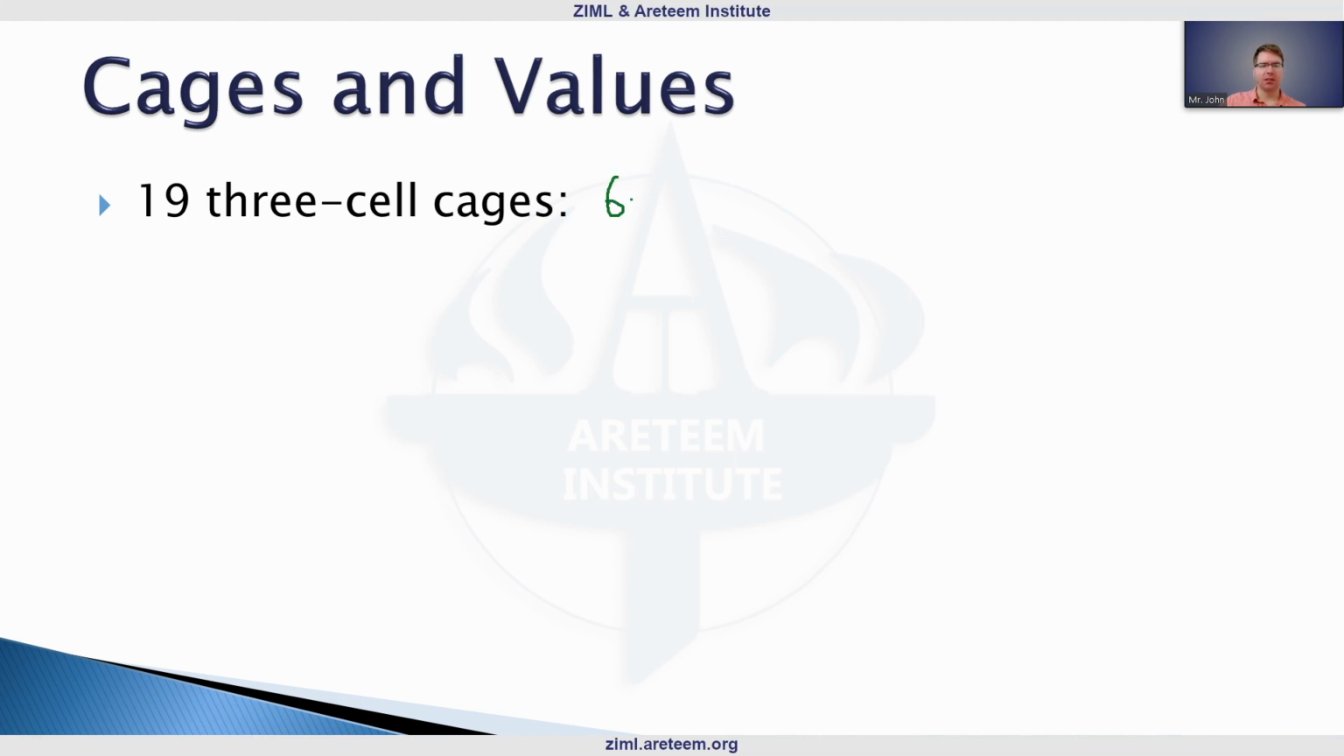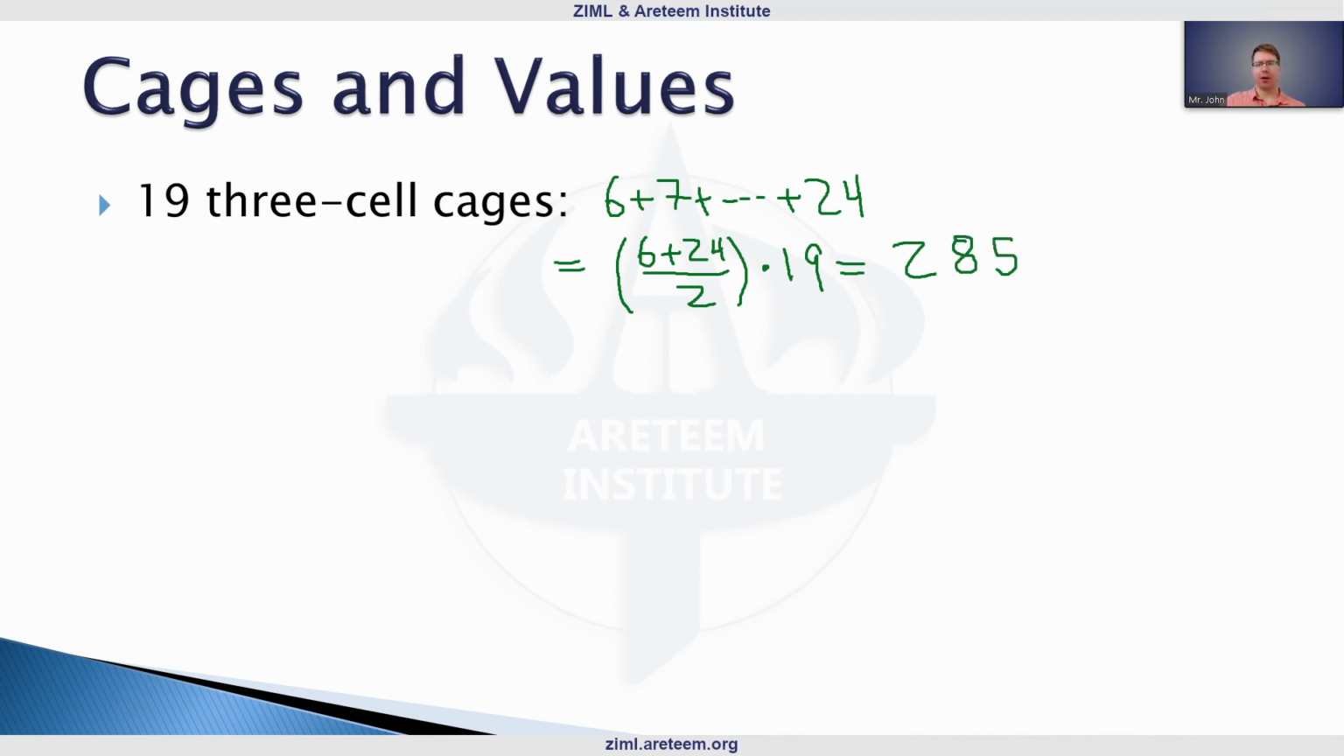So these sums in total are, right, up to 24. So this is an arithmetic sequence, right? We know that there are 19 of these. So if we look at the average of the terms, we have 6 plus 24 divided by 2. On average, every term is 15. 15 times 19 is going to be 285 there.